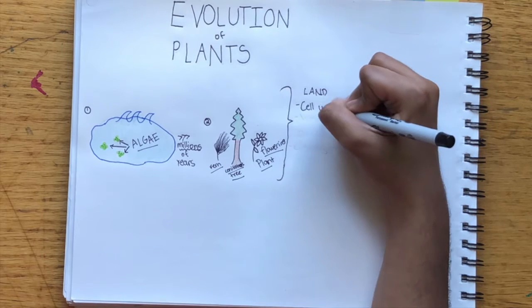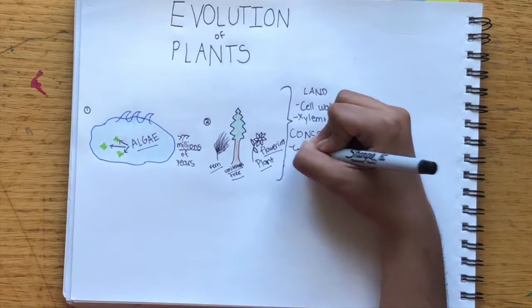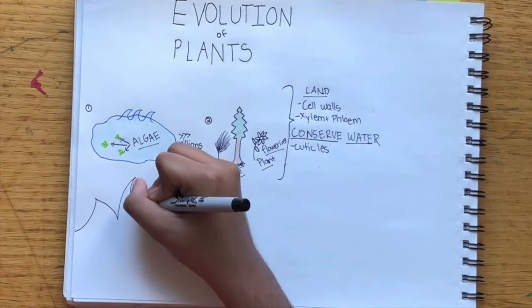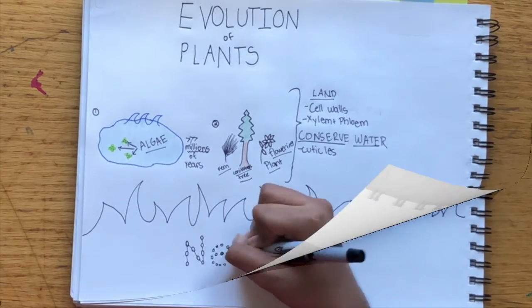To help with structure, they developed cell walls and different types of tissue. To conserve their water, they developed cuticles, which are waxy layers that help plants conserve water.